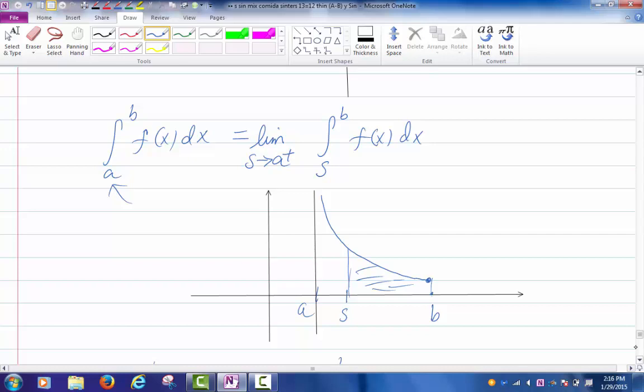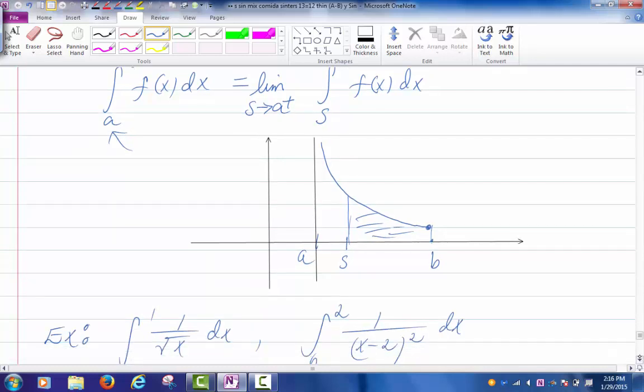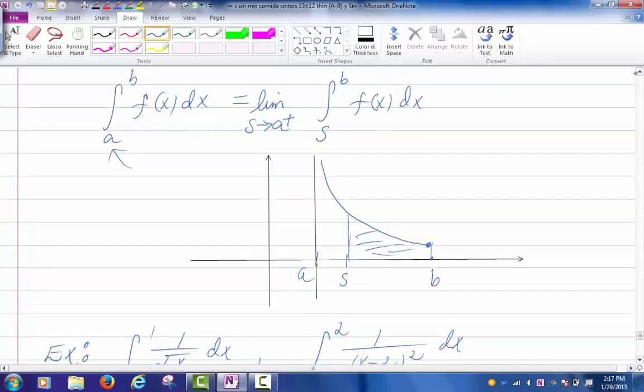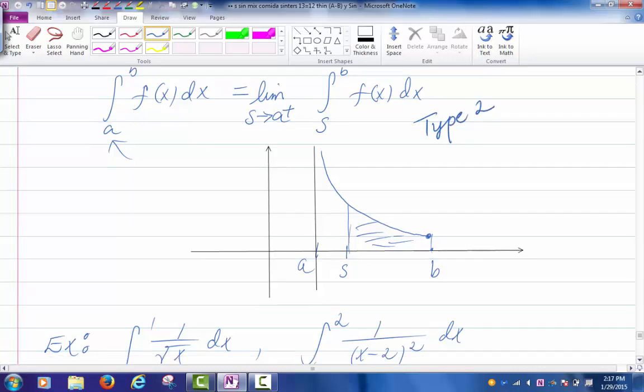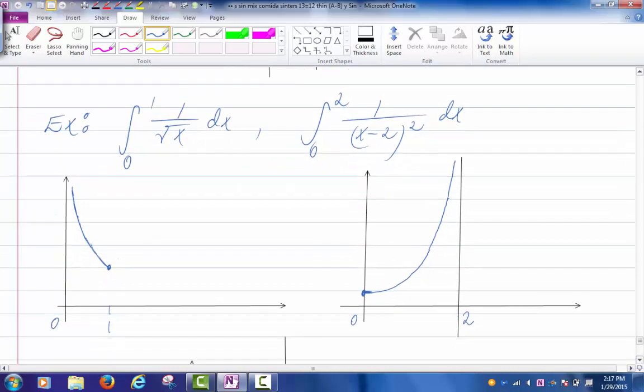Everybody's okay? All right. And again, what is this quantity giving me, the integral from a to b? It's giving me the area below the graph of f, above the interval from a to b. It could be finite, it could be infinite, right? Let me give you examples of this type, which is also a type 2 improper integral.